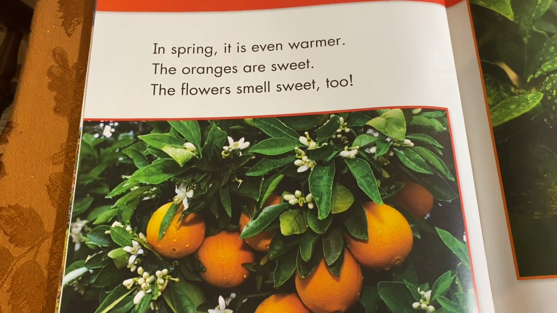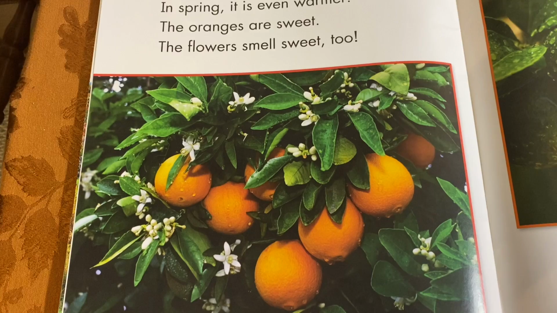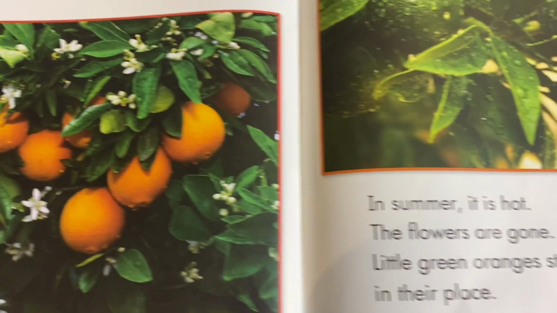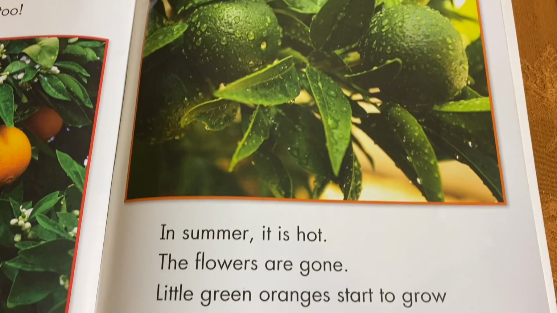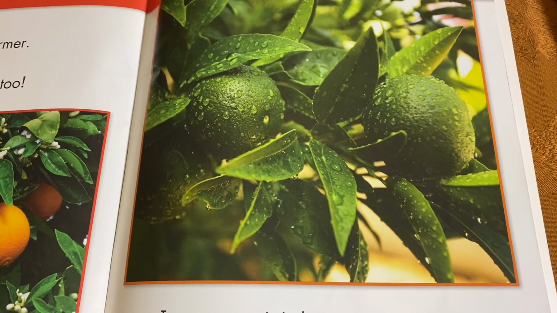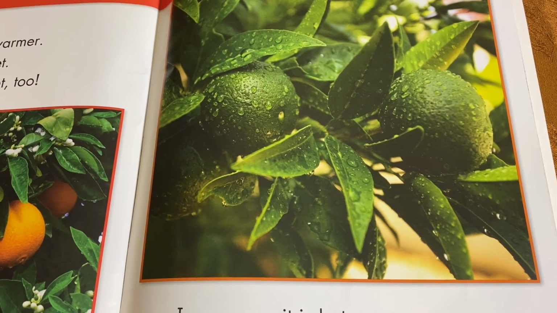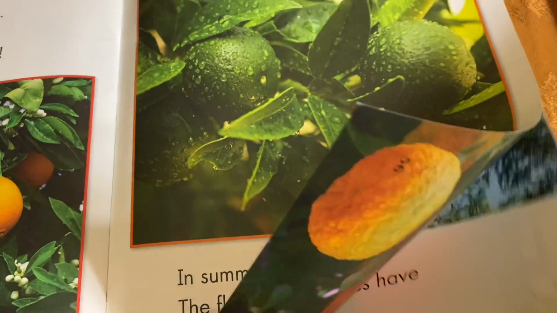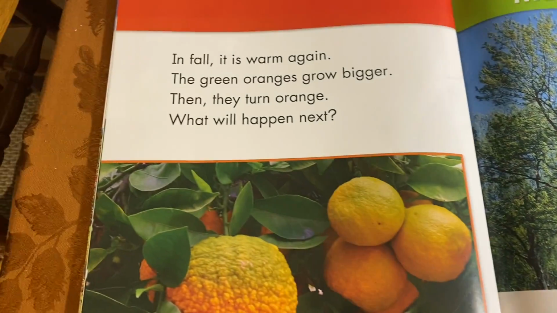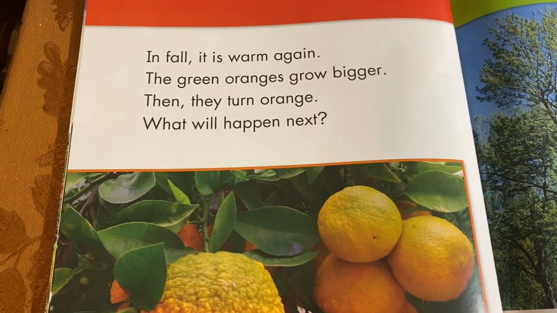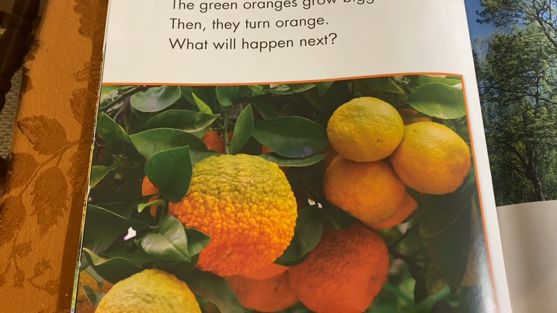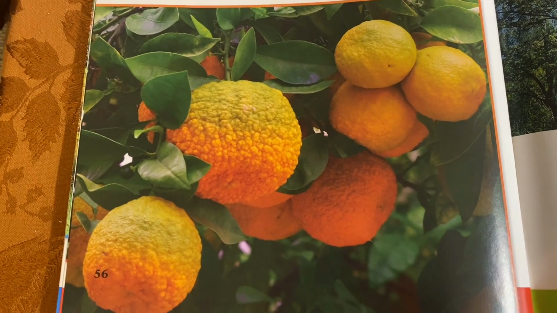In spring, it is even warmer. The oranges are sweet. The flowers smell sweet too. In summer, it is hot. The flowers are gone. Little green oranges start to grow in their place. In fall, it is warm again. The green oranges grow bigger. Then they turn orange. What will happen next?